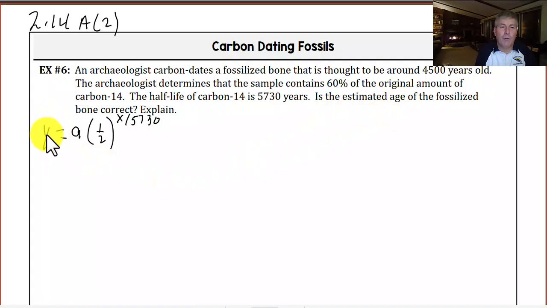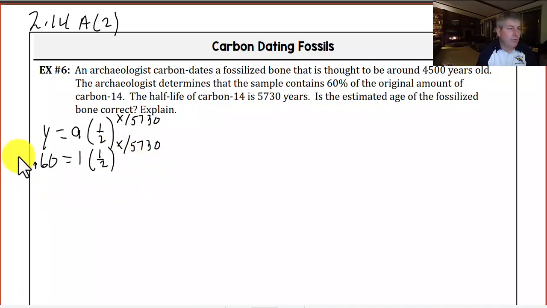Well, we'll use our formula y equals a times 1/2 raised to the x over 5,730. So our half-life is our denominator here, x would be the number of years, y our ending amount, and a is our beginning amount. So we have 60% of our beginning amount, which is 1, which we would normally not write, 1/2 raised to x over 5,730. And we want to solve for x.